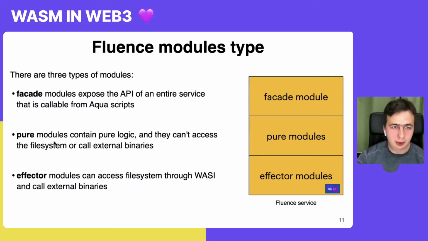The second one is pure modules. They can't access file systems. They can't call external binaries. They just should contain pure logic. And the last one is effector. Effector modules could access the file system, could call external binaries, and some other stuff. So the difference here is that pure modules could be safely loaded into each service, into each runtime located somewhere on a user machine, and they're completely safe. And effector modules could access the file system, but only with constraints, with some settings.